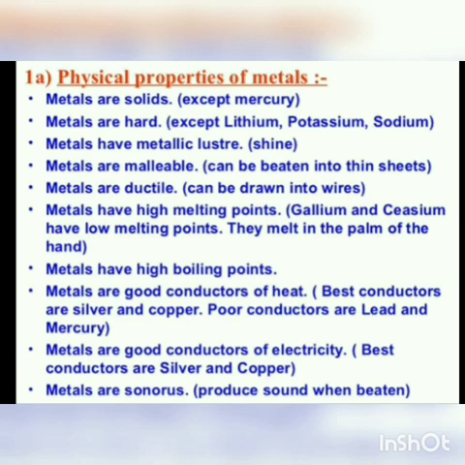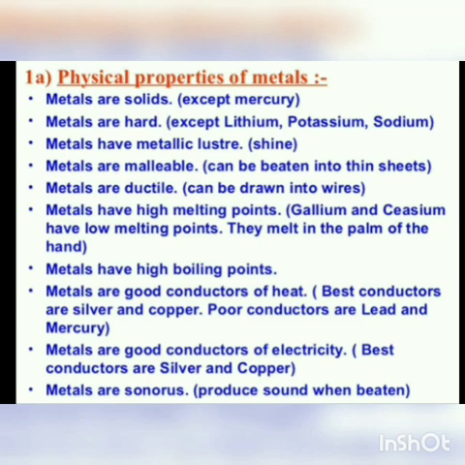Metals are malleable. Malleable means they can be beaten into thin sheets without breaking or cracking. So that is the meaning of malleable. Metals are ductile. What is the meaning of ductile? It can be drawn into wire.